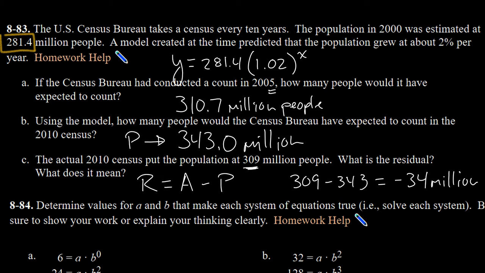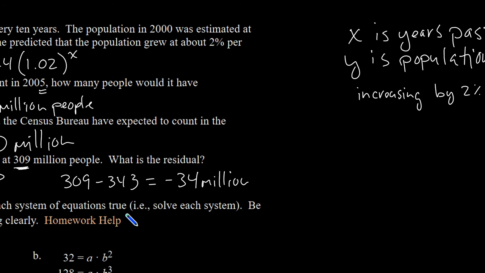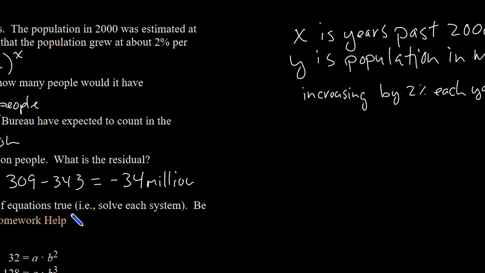So I would say that basically what's happened is the population increase has slowed down. We're not growing at the rate that we thought we would.